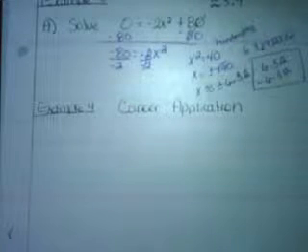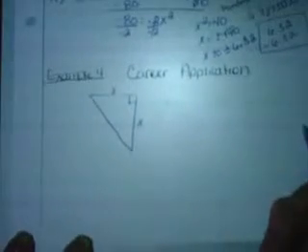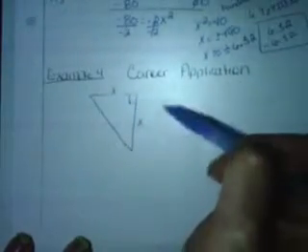Okay, it says, a zookeeper is buying fencing to enclose a pen at the zoo. The pen is in an isosceles right triangle. Now, they drew you a diagram, and I'm going to redraw it here. Isosceles right triangle means we have two congruent sides. So these two sides here are going to be congruent. Okay? It's a right triangle because it has a 90-degree angle.